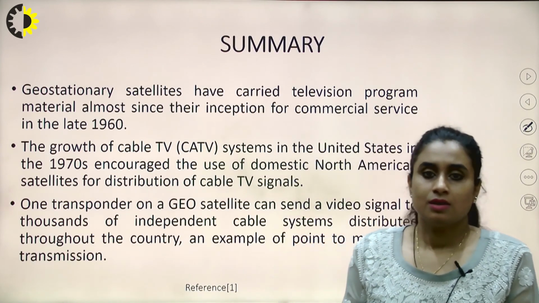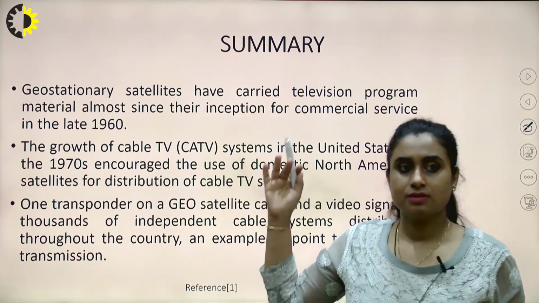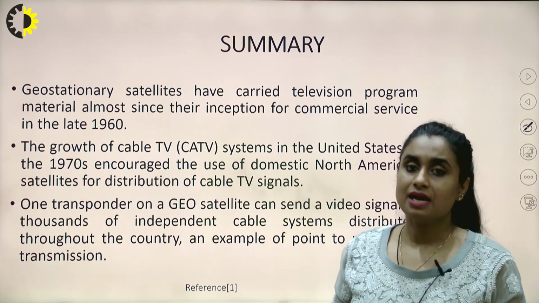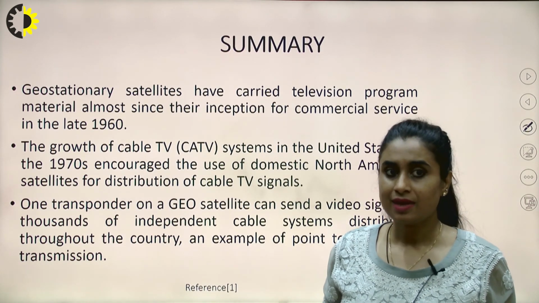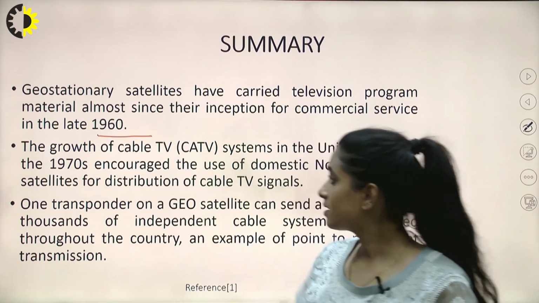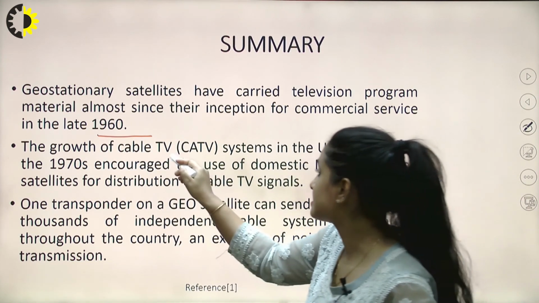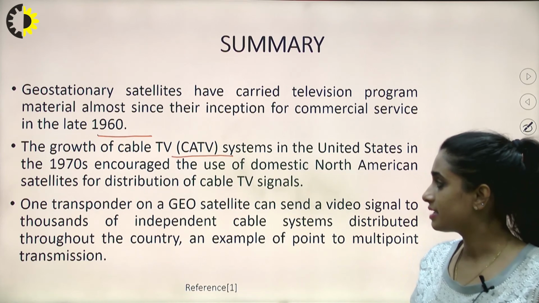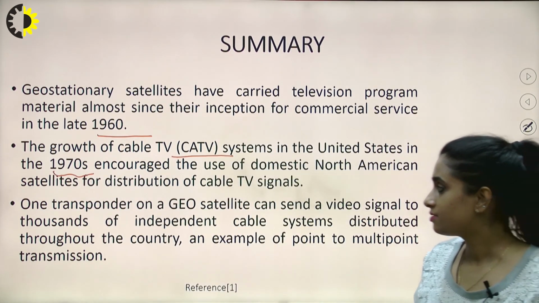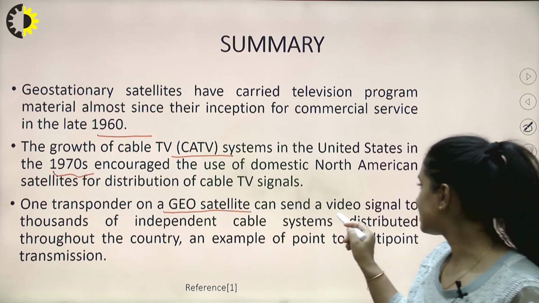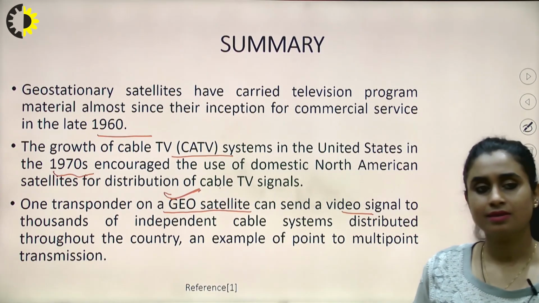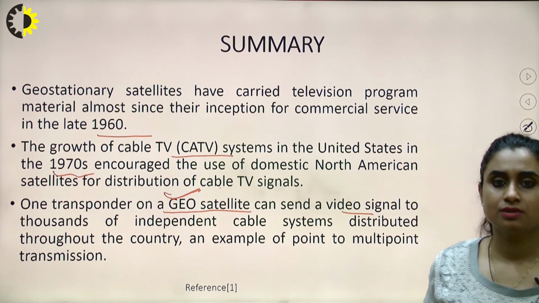So let's conclude with the summary. We know that geostationary satellites are used for DBS-TV, and they have had their role since the 1960s. Growth of cable TV, that is CATV, in the United States started around the 1970s. The transponders on geosatellites are capable of sending video signals throughout the continent.